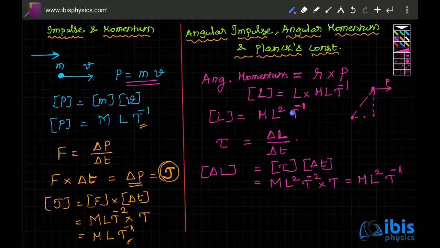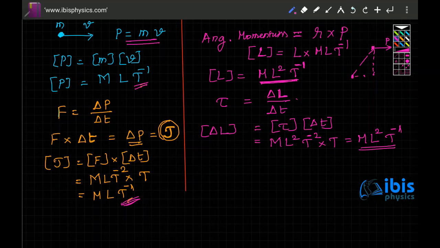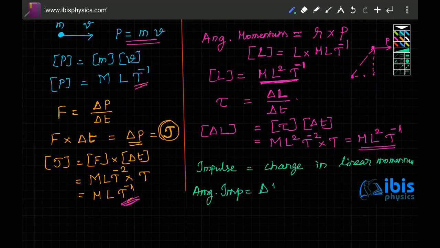So they are all different. You see, angular momentum is this, angular impulse is also that. Momentum is M L T power minus 1. The impulse is M L T power minus 1. Angular momentum is M L square T power minus 1, and angular impulse is change in angular momentum. So I'll write this down, impulse in a different color: impulse is change in linear momentum, and angular impulse is change in angular momentum.